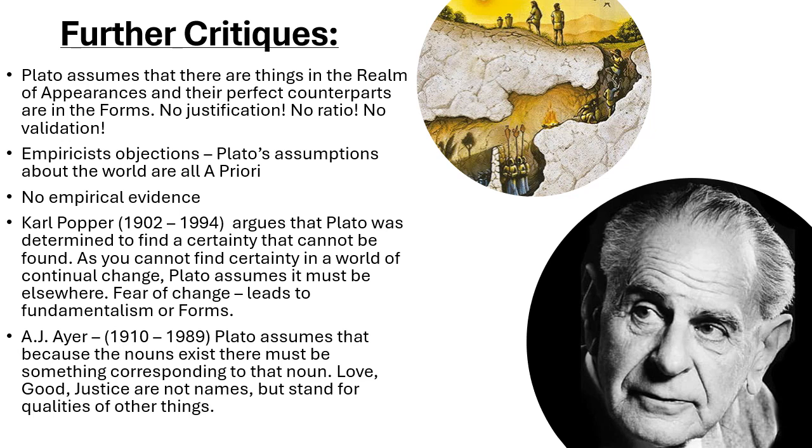He argues that Plato assumes that because the nouns exist, because we can describe things like love, good, and justice, and they exist as adjectives as well, describe things as loving or as good, various degrees of goodness, or that's a good action, well done. Doesn't necessarily mean there must be a kind of a universal definition, or indeed a perfect form of them. That's a jump in his assumptions there.